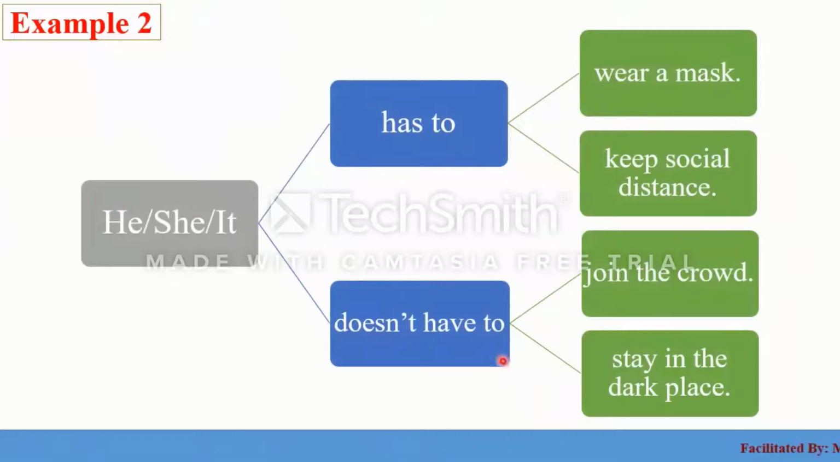Or we can say she doesn't have to stay in a dark place. It doesn't have to stay in a dark place. So again, we use he, she, it with has to, and we use he, she, it with doesn't have to as well. And after has to and doesn't have to, we use a verb here. So wear, keep, join, and stay here, right? All of them are verbs. So we don't add anything to the verb after this verb phrase. Okay, good. So let's go to check example number 3, which is about the question.